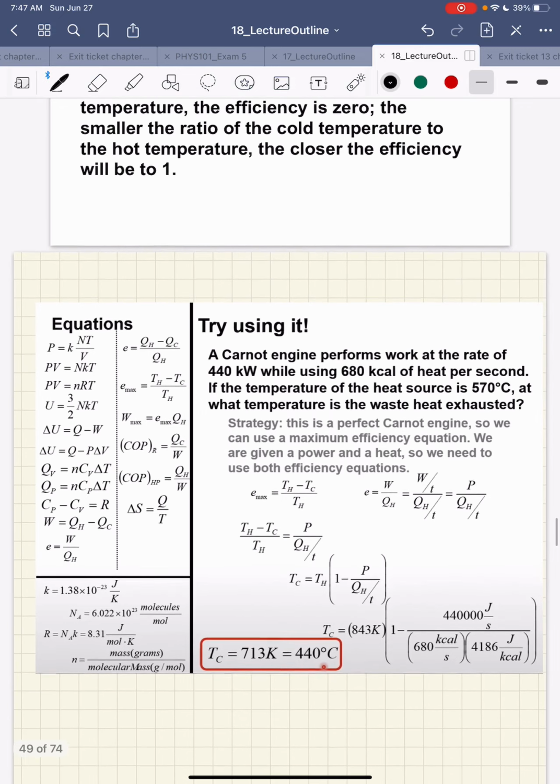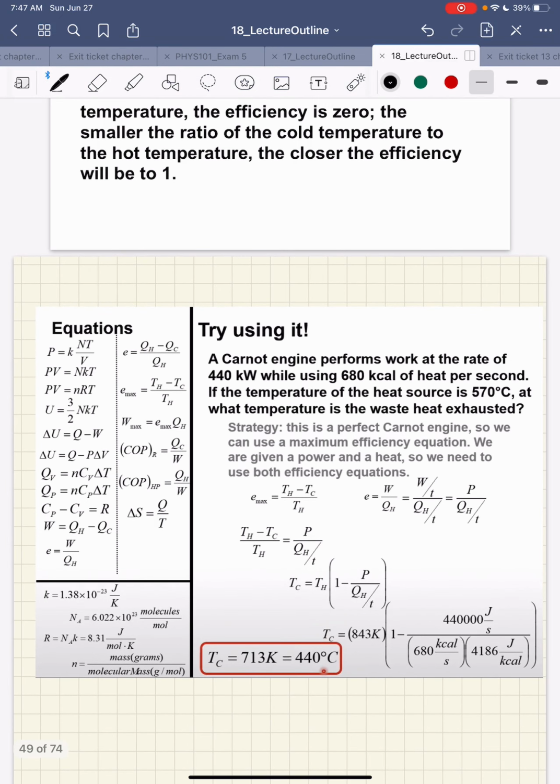Here we have an example. A Carnot engine performs work at the rate of 440 kilowatts while using 600 calories of heat per second. If the temperature of the heat source is 570 degrees Celsius, at what temperature is the waste heat exhausted?